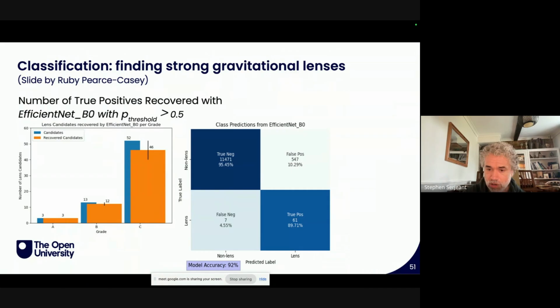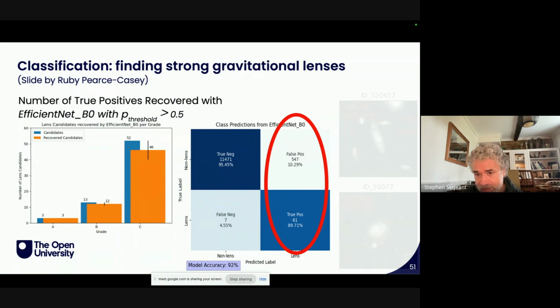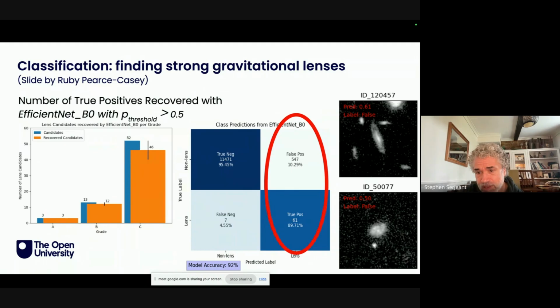So the column here for gravitational lenses is here. So we have 61 true positives, and this is in a real Euclid data set, but in among those, we also have 547 false positives. If you look at the false positives, they look like galaxies. They don't look like gravitational lenses to an expert. So there's more physics that can go into this. So this can still be improved.